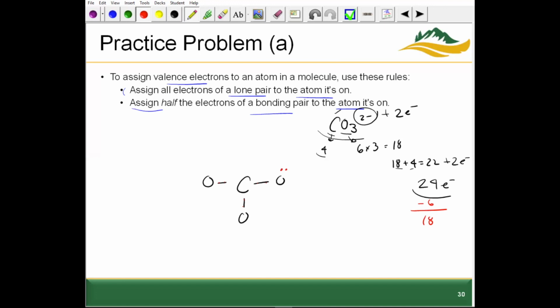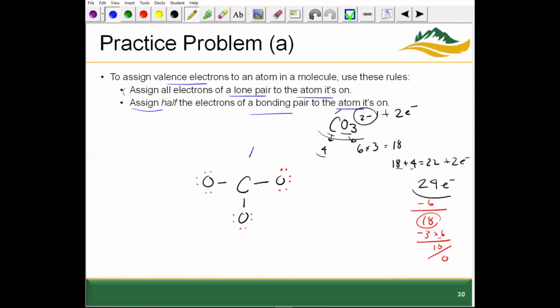So 1, 2, 3, 4, 5, 6. We're still obeying the octet rule because 6 plus 2 here is 8. Then 6 on each of the other oxygens. We've used up all 18 electrons because 6, 6, and 6. 6 times 3 is also 18. 18 minus 18 is 0 left.